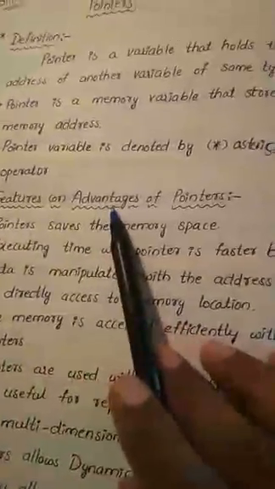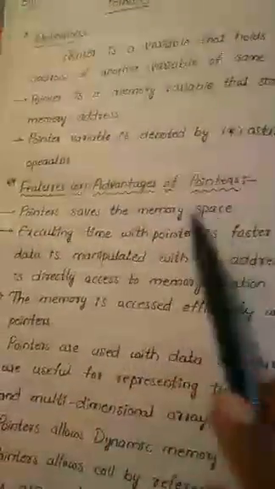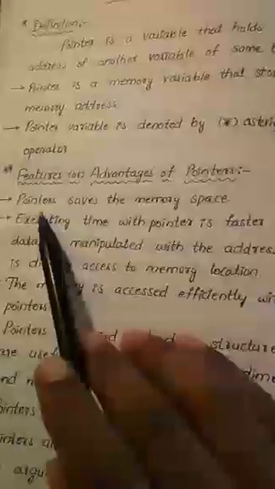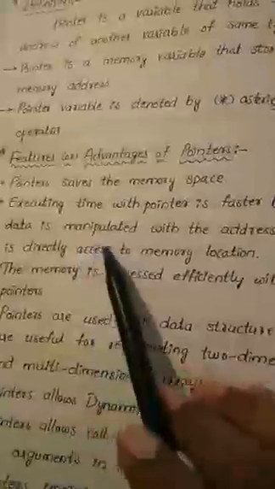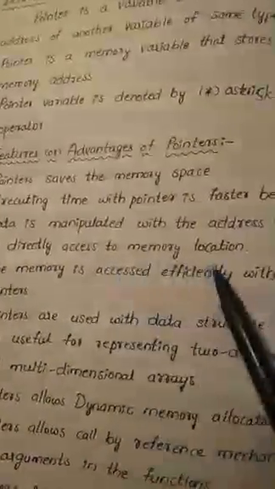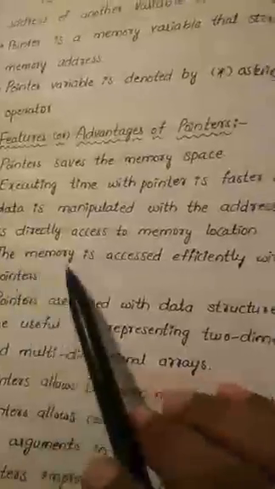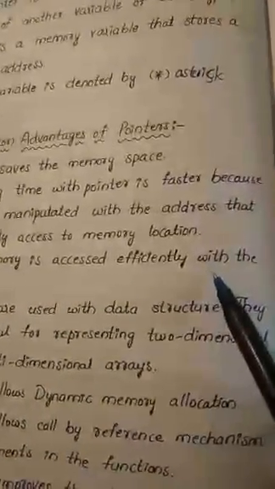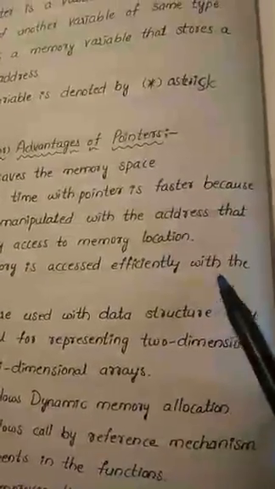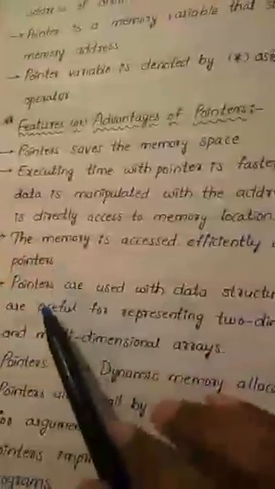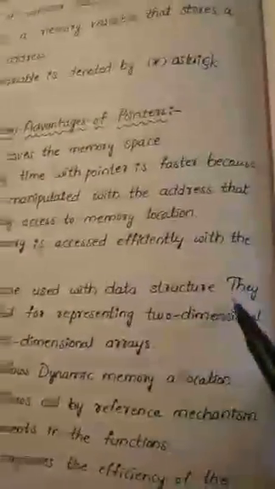Features or advantages: an important question. What is a pointer and what are the advantages of pointers? Pointers save memory space. Execution time with pointers is faster because data is manipulated with the address, which is directly accessed from memory. The memory is accessed efficiently with pointers. Pointers are used with data structures.